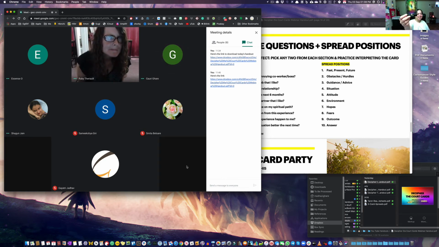This is a great card. So, what's happening in the past, Shagun? Tell me, what's going on? So, ma'am, what is the little girl or little child in the card doing?